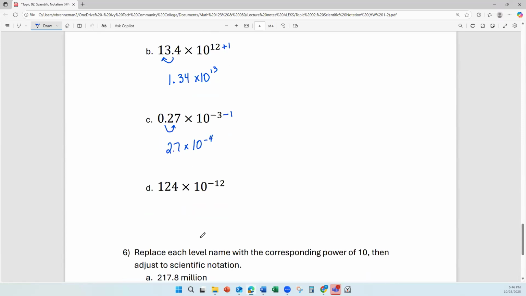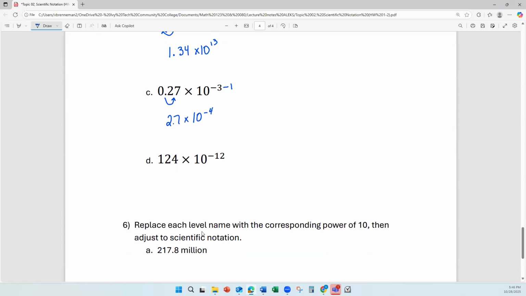And then 124 times 10 to the negative 12. Again, this number now is too big, so I'm not actually all the way to negative 12. It's a larger number than that. So I move the decimal point from that unwritten position at the end 2 places so that I have 1.24. And this number was too big, so I have to add to the power of 10, add 2, because I moved it 2 places. And again, being careful with adding and subtracting negatives, negative 12 plus 2 is negative 10. So that would be the result there.